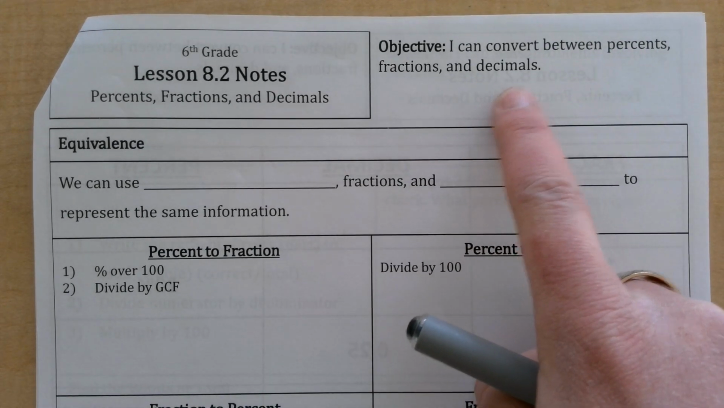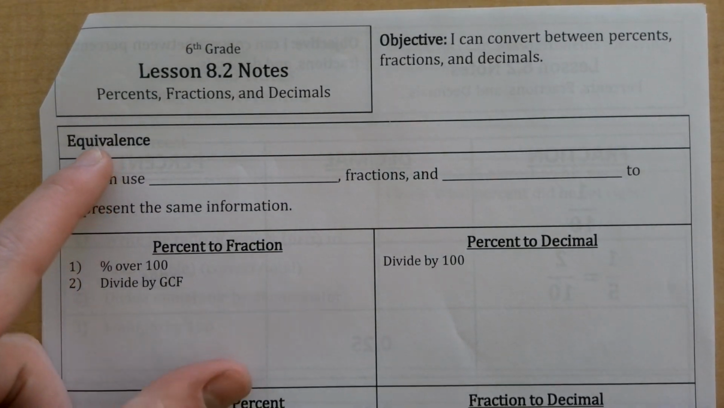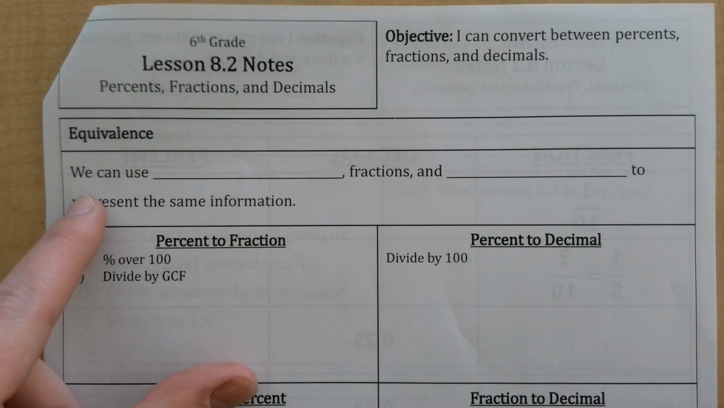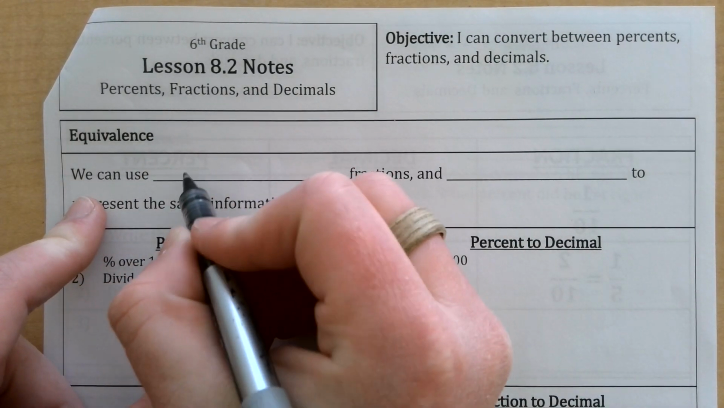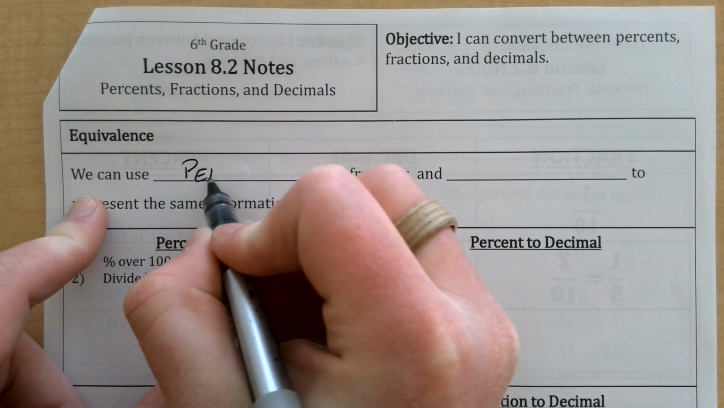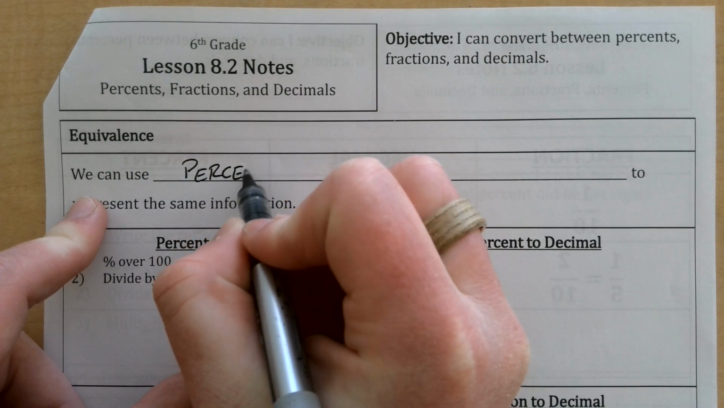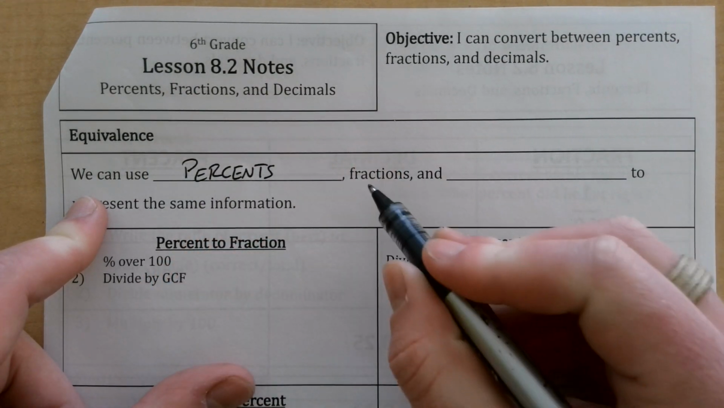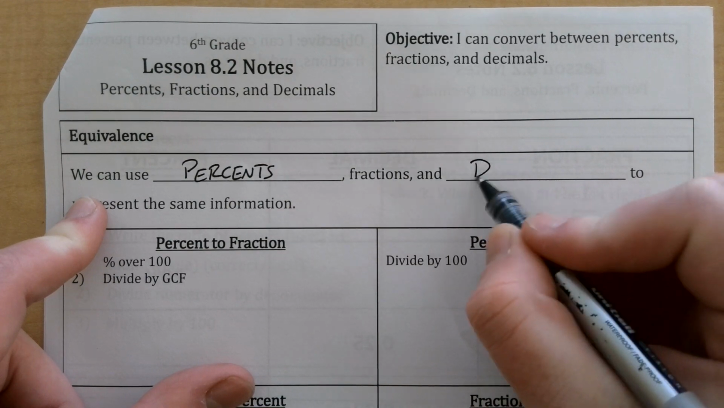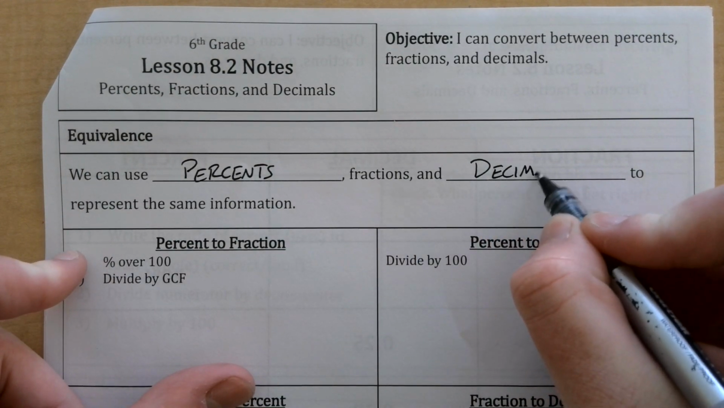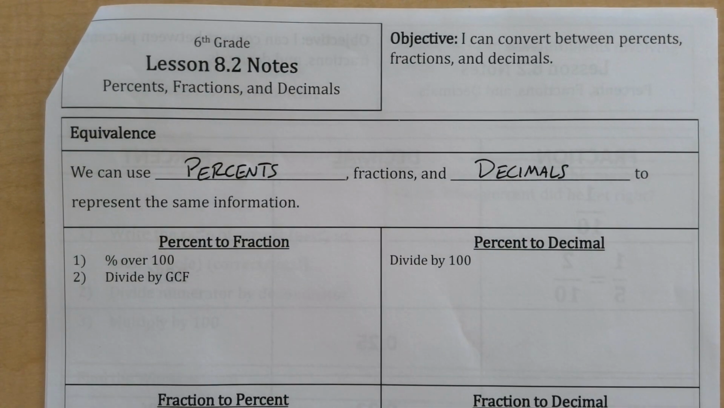First, let's talk about equivalence. Equivalence means things that are equal to each other. So we can use percents, fractions, and decimals to represent the same information.